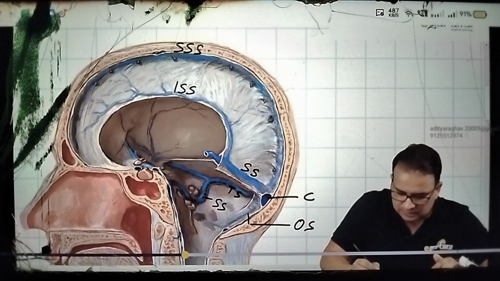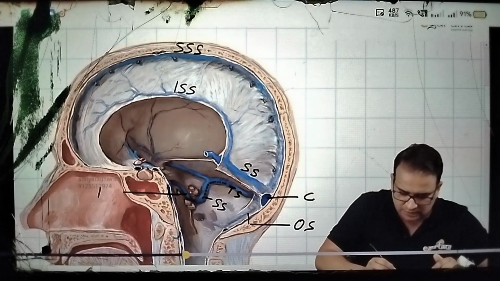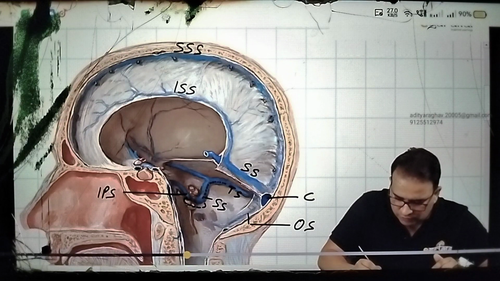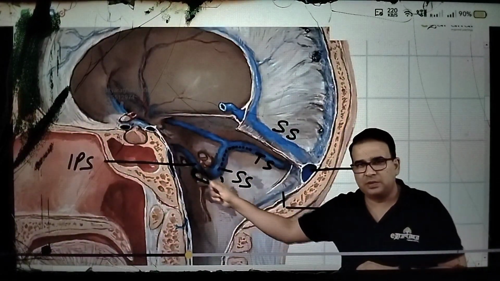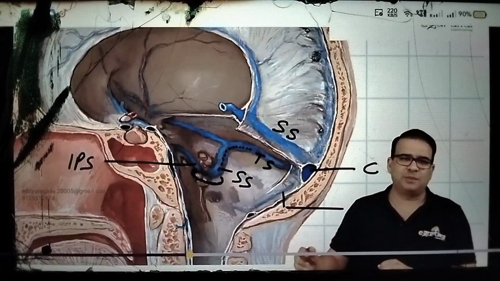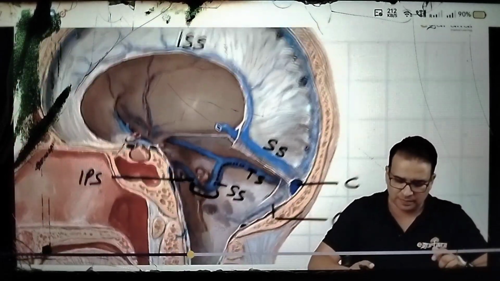That is sigmoid sinus. And you can see sigmoid sinus is going to fuse with this inferior petrosal sinus. You can see they both are the ones going out of the jugular foramen. Look at this. That's a sigmoid sinus going down, and that's the inferior petrosal coming in here, and they both will fuse with each other just below the level of jugular foramen. It's covered with the dura mater, so you can't see the jugular foramen clearly.